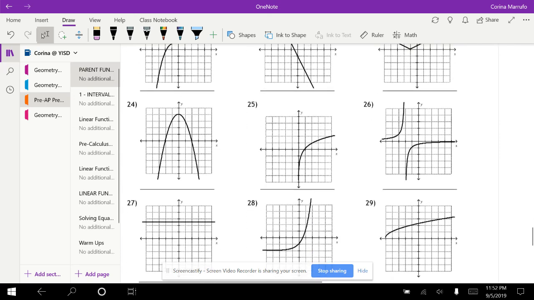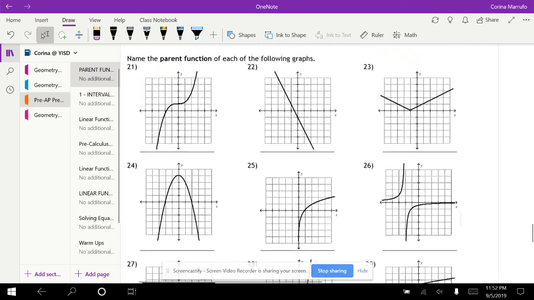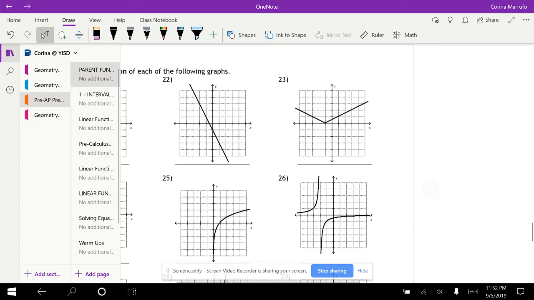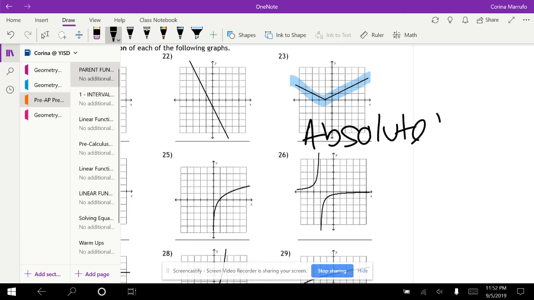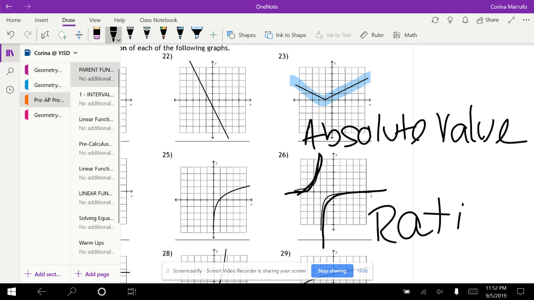All right, here, just by looking at the graphs, we have to name the parent function. So I'm going to do 23, 26, and 29. 23 looks like this V shape. Whenever you have a V shape, that is your absolute value. Okay, and we're matching this up to the ones on your notes. On the next one, it starts here, and then all of a sudden it shoots up. And this one right here was pointing straight down, and then it goes across. That is your rational function. Rational.